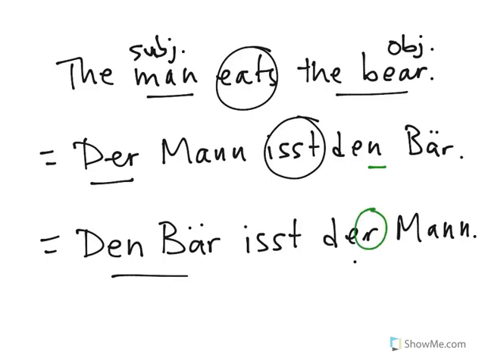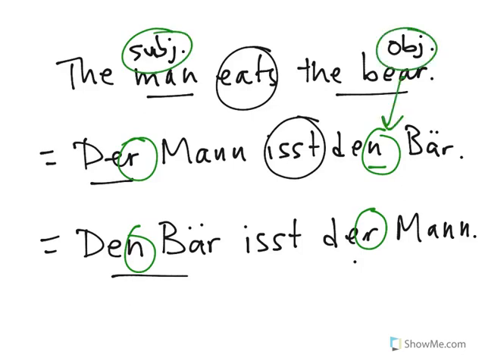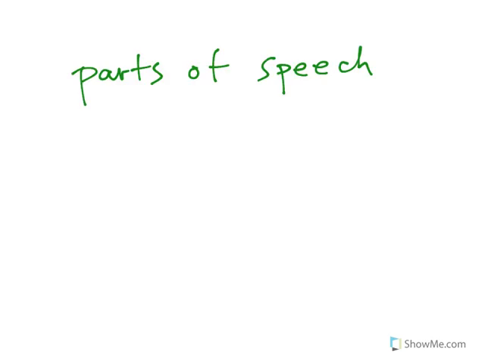So make sure to pay attention to those endings because of all of the information that they contain about the subject and the object. Subjects and objects are called parts of speech. We're going to talk about a few other parts of speech here. The object is also sometimes referred to as the direct object to distinguish it from the indirect object.